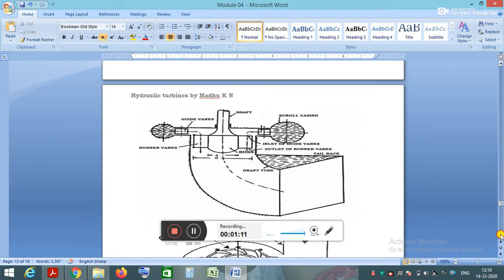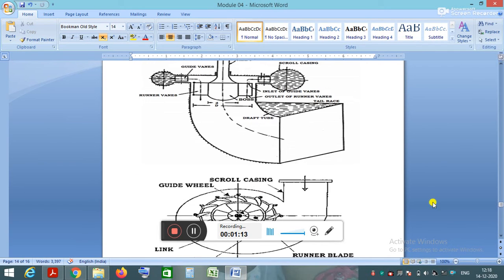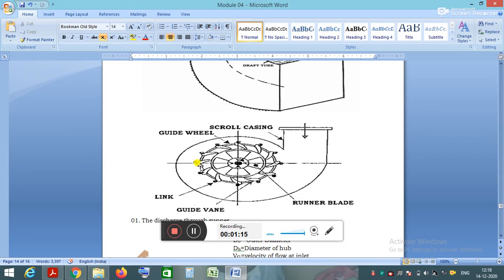Similar to the Francis turbine, the Kaplan turbine also consists of a spiral casing. What is the function of the spiral casing? It is to uniformly distribute the water through the runner blades and to maintain constant velocity of the water which is flowing through the runner blades.